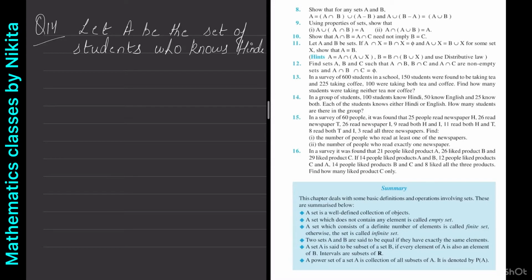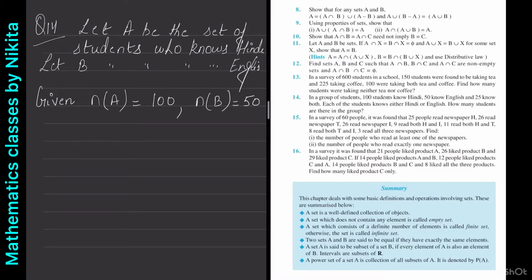And let B be the set of students who know English. So what is given to you? First of all, it is given that n of A is equal to 100. So 100 students know Hindi, and n of B is equal to 50, and 25 know both languages. So therefore n of A intersection B is equal to 25.